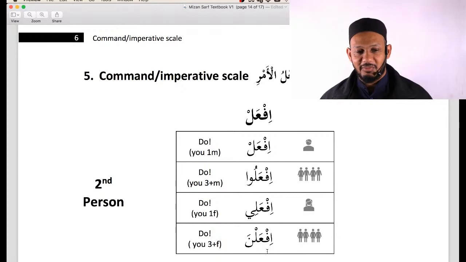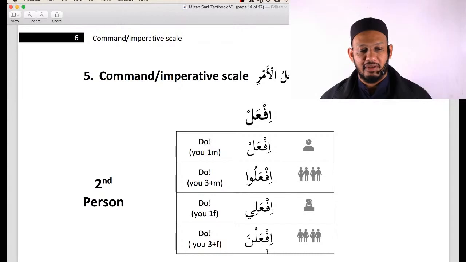I wish I could hear you say it, but let's say it together. If'al, do. If'alu, if'ali, if'alna. So altogether: if'al, if'alu, if'ali, if'alna. Altogether again: if'al, if'alu, if'ali, if'alna. Okay, so those are going to be the four.